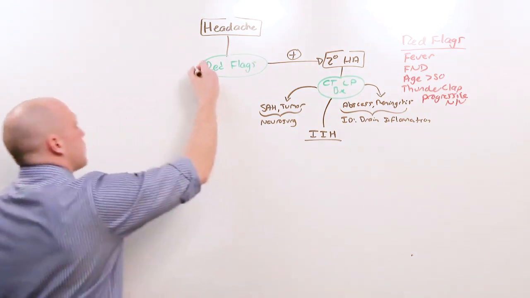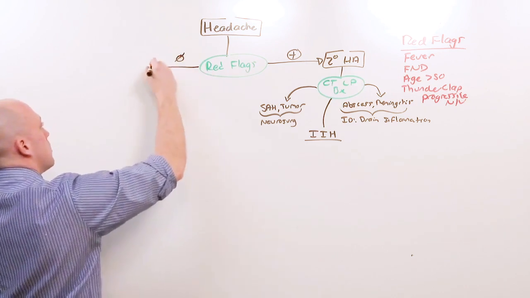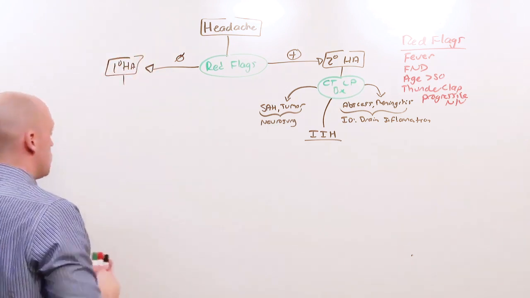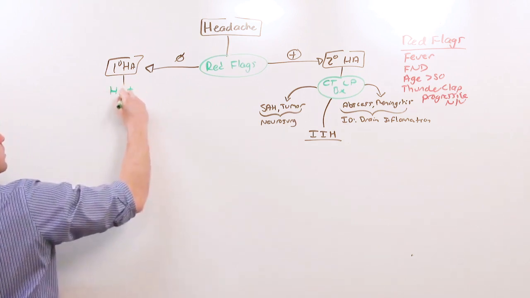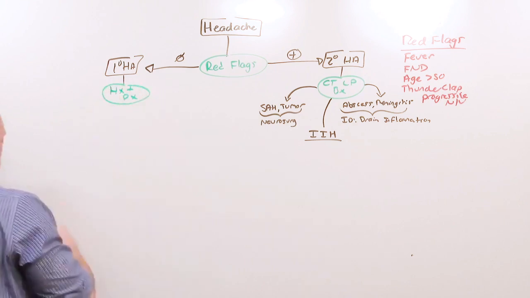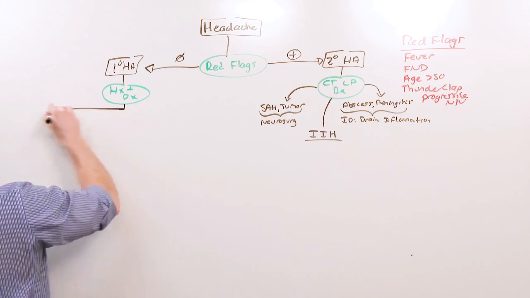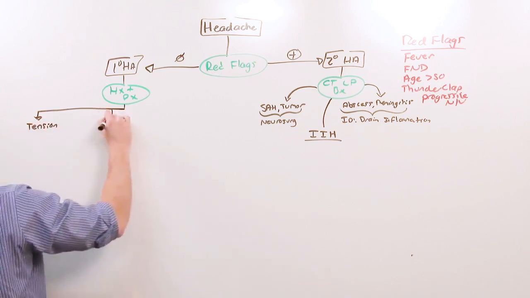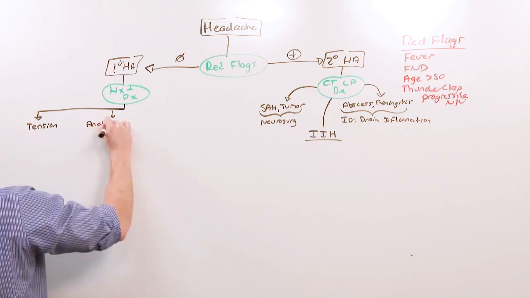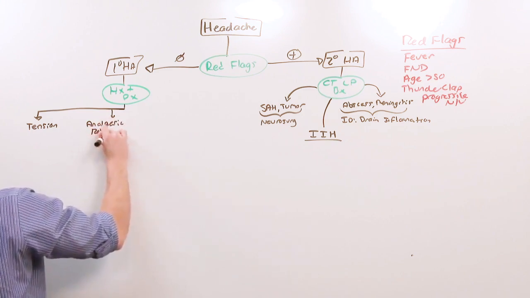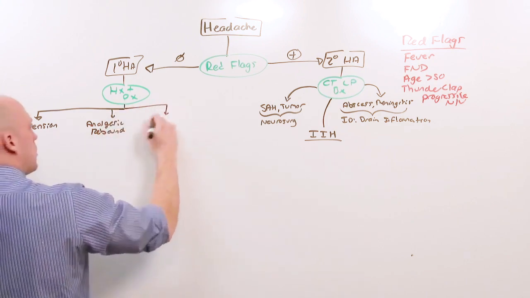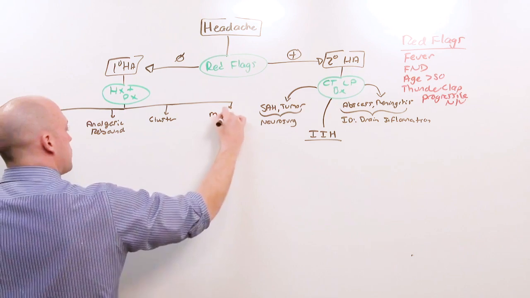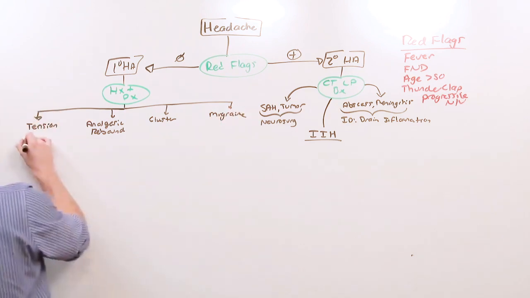If you don't have any red flags, then you're in the primary headache section. Now all you need to do is use the history and physical to figure out which one it is. And you're going to have to decide between one of four diagnoses. Tension, analgesic rebound, cluster, and migraine. Let's talk about each one at a time.